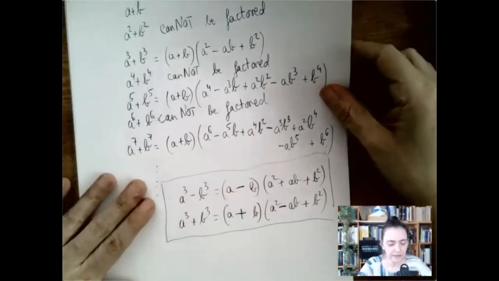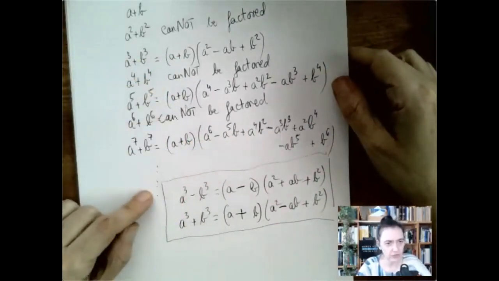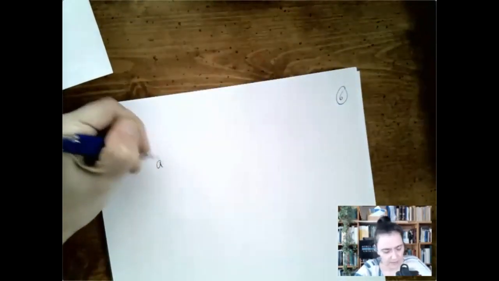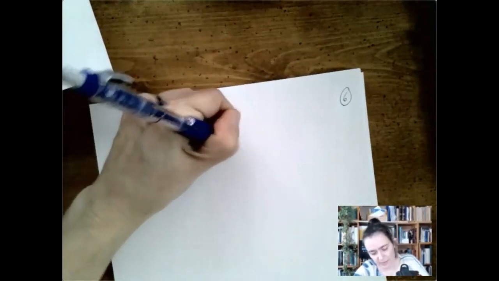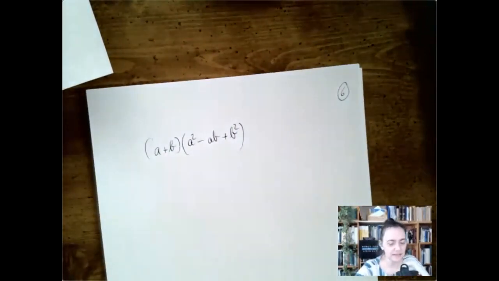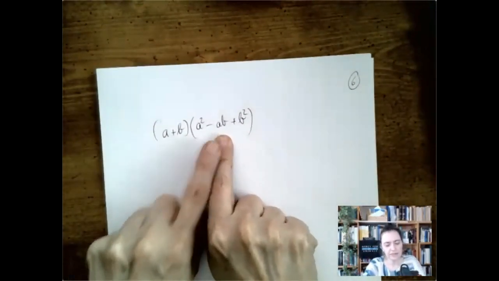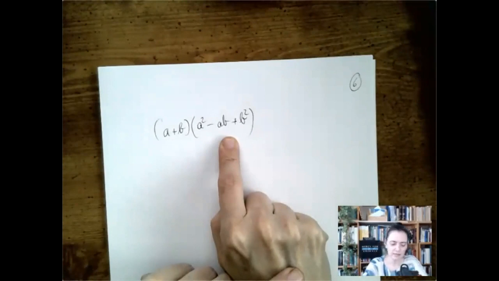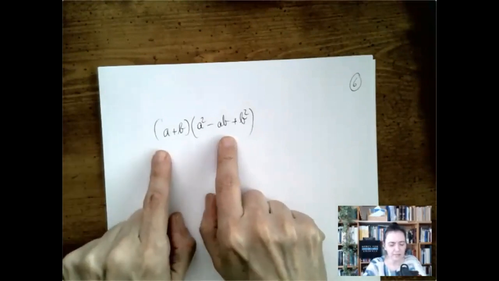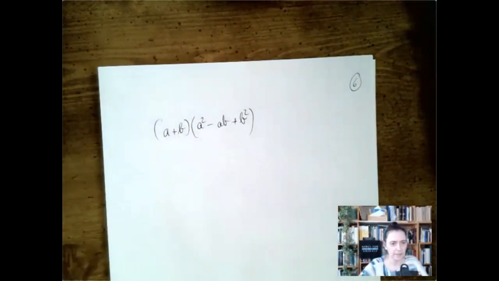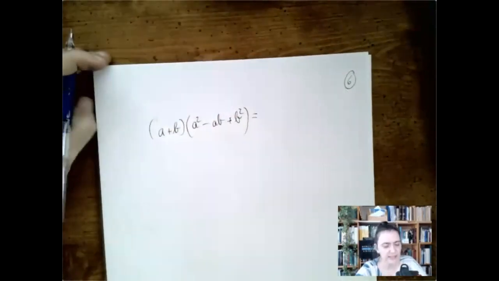So these are the theorems, and now I'm going to show you why they work. So we're going to multiply this stuff out. So let's look at a plus b times a squared minus ab plus b squared. It's going to be the same idea: when a meets this minus ab, that's a minus a squared b, it is going to be canceled out by this plus a squared b when these two meet. So we can expect 6 little pieces.